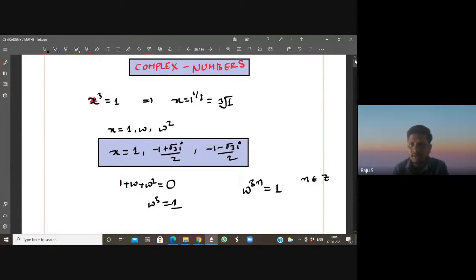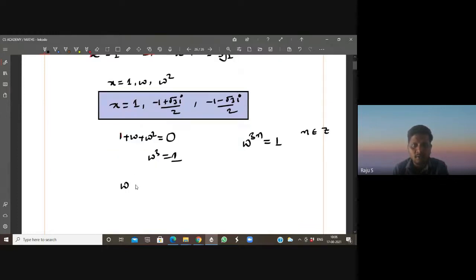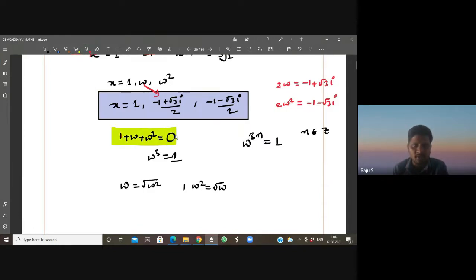So these are the properties I have written. Also omega is equal to the square root of omega square, and omega square is equal to the square root of omega. We may write it like this also. And if I take omega as this value, when I cross multiply, 2 omega is equal to -1 plus root 3 iota, and 2 omega square can be written as -1 minus root 3 iota. We may write it a different way also, right? So these are the general properties we have for cube root of unity.